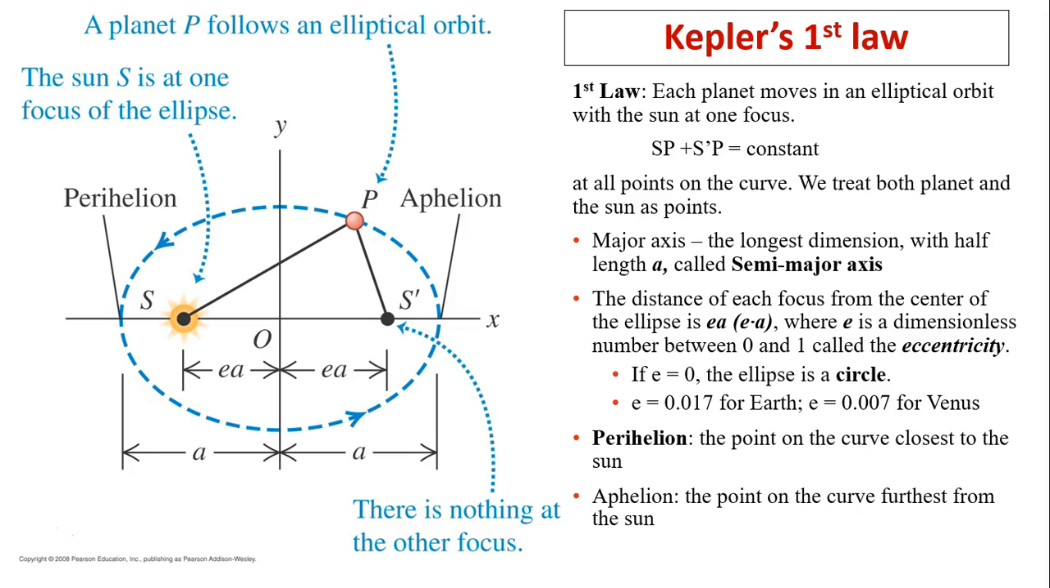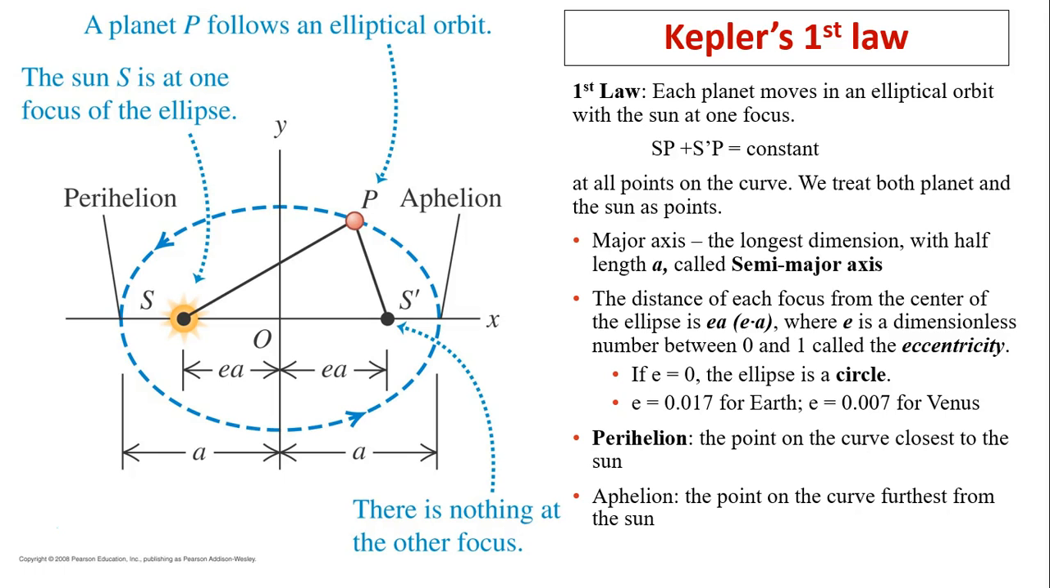Kepler's first law: each planet moves in an elliptical orbit with the Sun at one focus. That means the distance SP plus S'P has to be constant at all points on the curve. We treat both the planet and the Sun as points. So there are a couple of vocabulary terms.